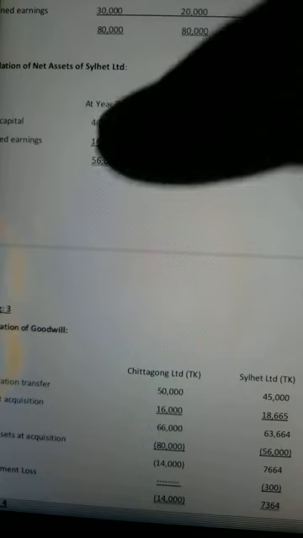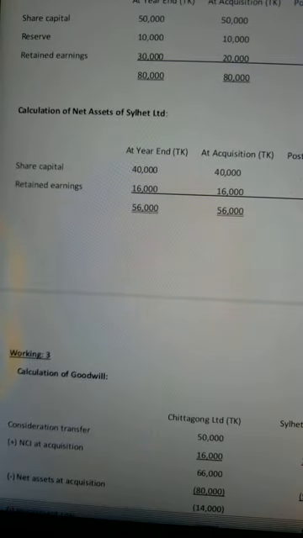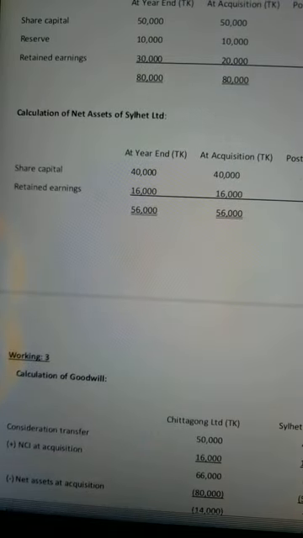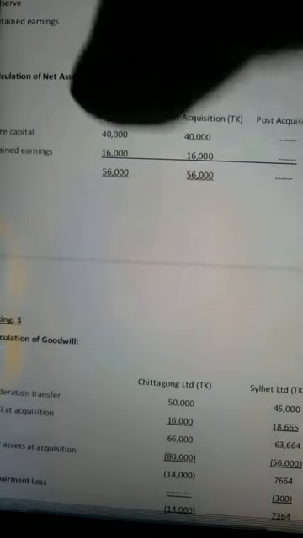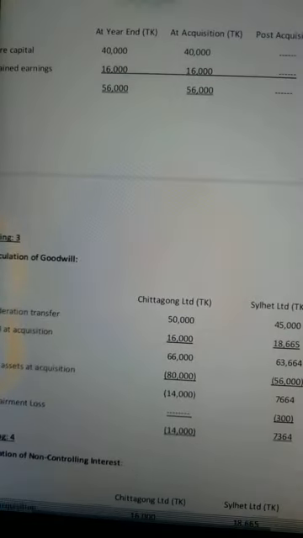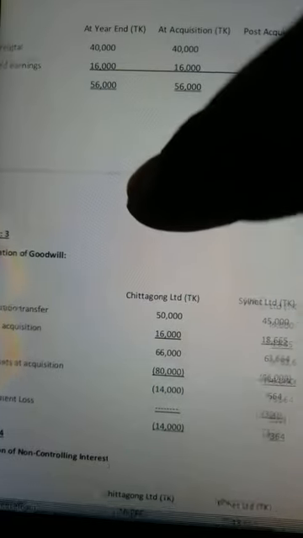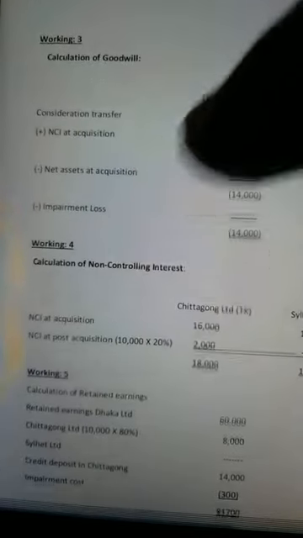So here you can see working two has been completed. For Chittagong Limited we have at year end 80,000, at acquisition 80,000, and post acquisition 10,000. And Sylhet Limited has 56,000 at year end, 56,000 at acquisition, and post acquisition is nil.